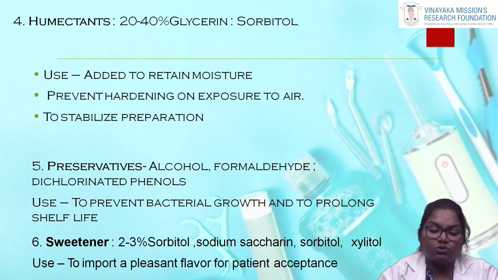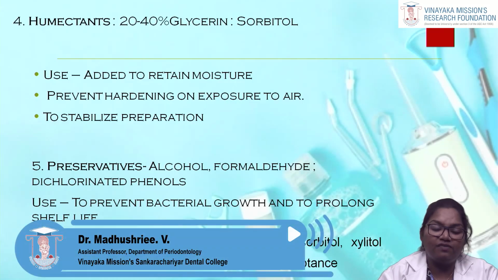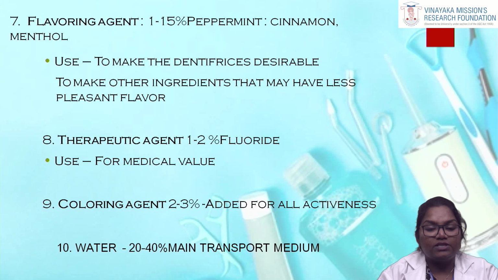Next, we have the sweetener, that is 2 to 3% of sorbitol, or it can be sodium saccharin or xylitol, and it is used to impart a pleasant flavor for patient acceptance. So we have strawberry flavors, mint flavors, all of which make it more comfortable for us to use. Next, we have the flavoring agent, that is 1 to 15% of peppermint. It can be cinnamon, menthol, mint, etc. It helps in making the dentifrice desirable, by masking the other ingredients that may have a less pleasant flavor.